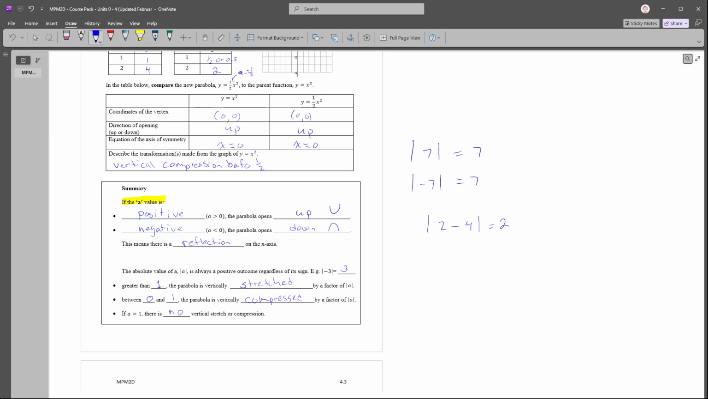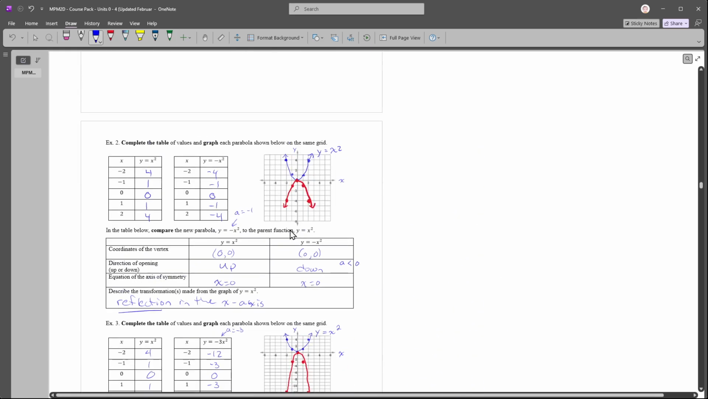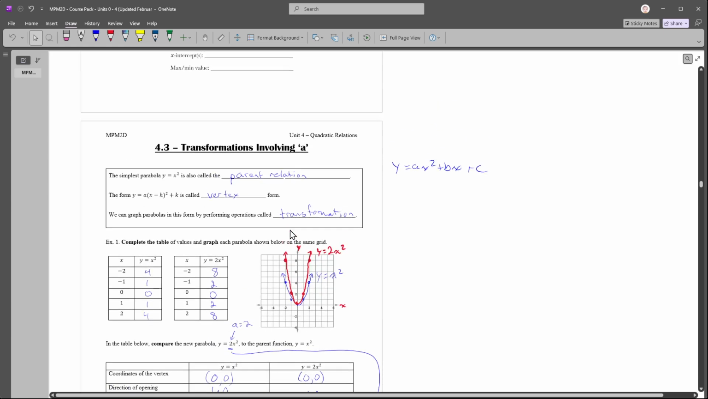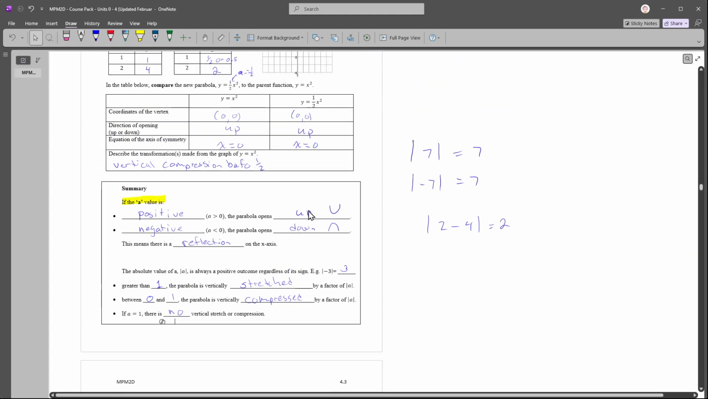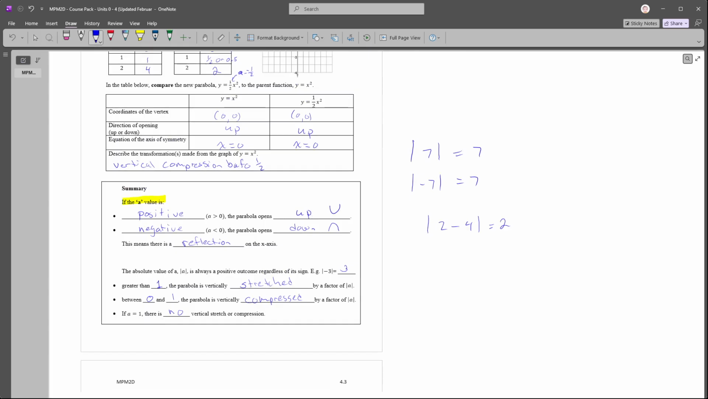We learned about the vertex form, which is y equals a times (x minus h) squared plus k. We also learned all the different properties of these various values. We learned about how a changes things, so whether it's greater than 0 or less than 0 tells us whether it's a reflection, and whether it stretches or compresses. Lots of information there.